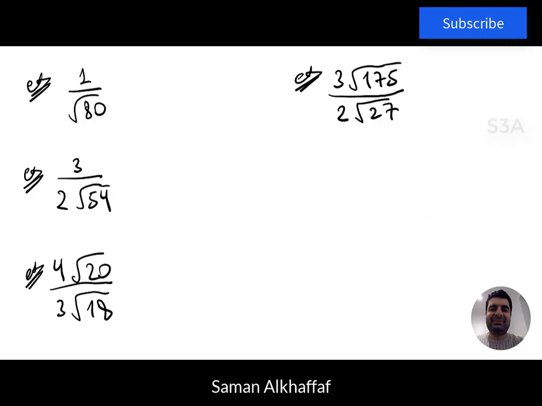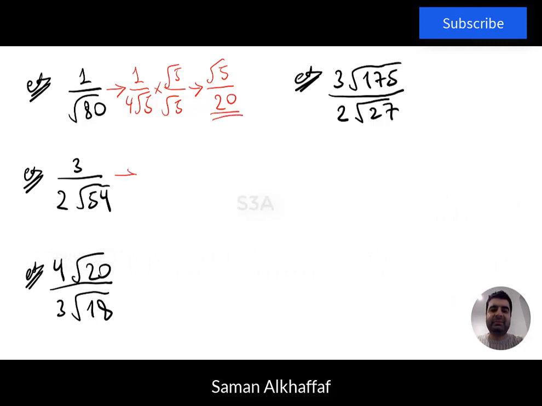In this example, we have 1 over root 80. Ideally, it would be better to simplify the bigger roots to a simpler form and then multiply by the conjugate. So we can simplify root of 80 to 4 root 5, giving 1 over 4 root 5. Then we multiply by the conjugate, which is root 5 over root 5. Now it will give us root 5 in the numerator. In the denominator, the root 5's multiplied by each other give us 5, and then multiplying by 4 gives us 20. This will be our final answer.